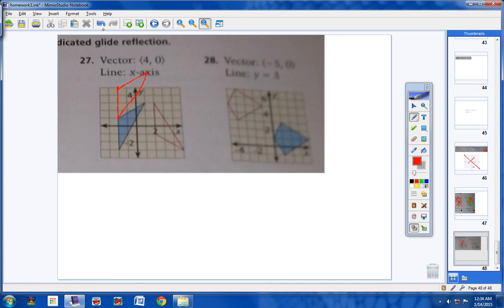And actually I did that incorrect. It didn't look right. I apologize. It's supposed to be 4, 0, so I'm going to move it 4 to the right. So 1, 2, 3, 4. 1, 2, 3, 4. And 1, 2, 3, 4.